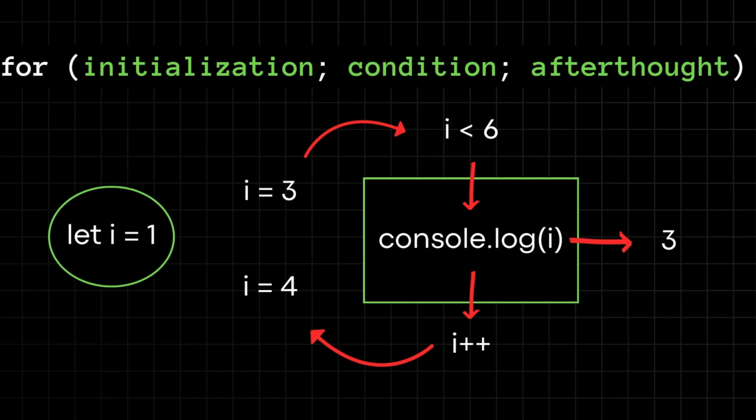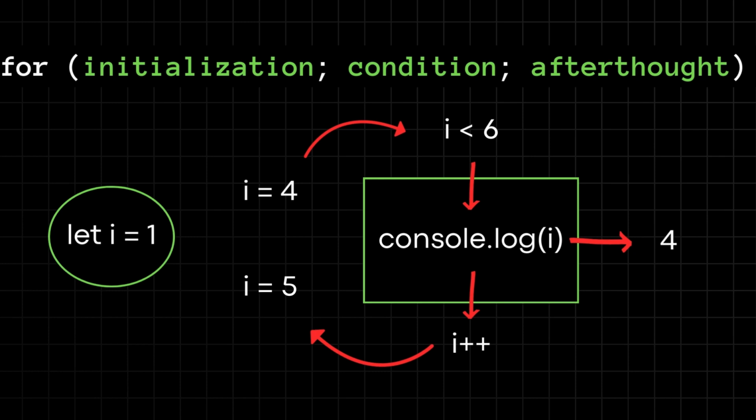Likewise, the third iteration, i is now 3. i is less than 6, which is true. It goes inside the loop. It comes out. It increments, i becomes 4. Fourth iteration, i is 4, i is less than 6, which is true. It prints the console log, it prints 4, comes out, increments, i is 5.